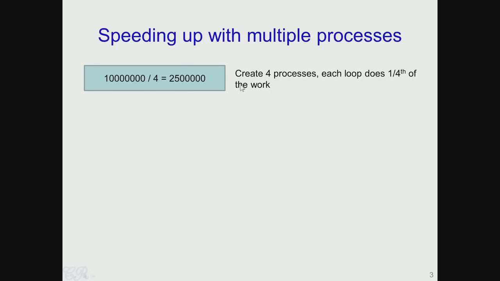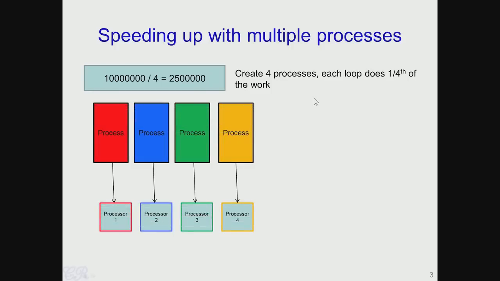So, if we are able to create 4 processes in such a way, then when we execute these 4 processes, it will be something like this. Each of these 4 processes executes on a different processor in the system, and each just does a smaller job of finding the sum of 2.5 million numbers instead of finding the sum of the entire range of 10 million numbers.